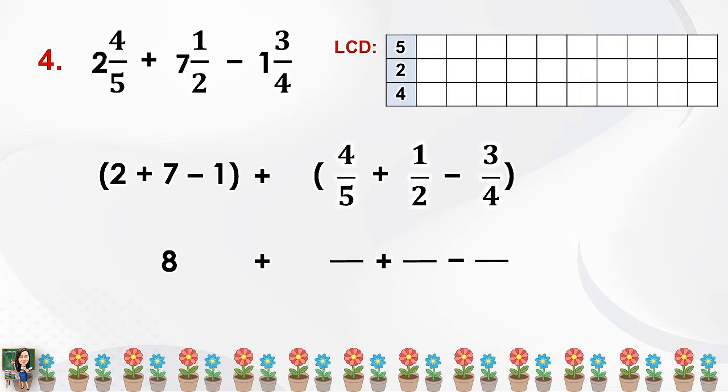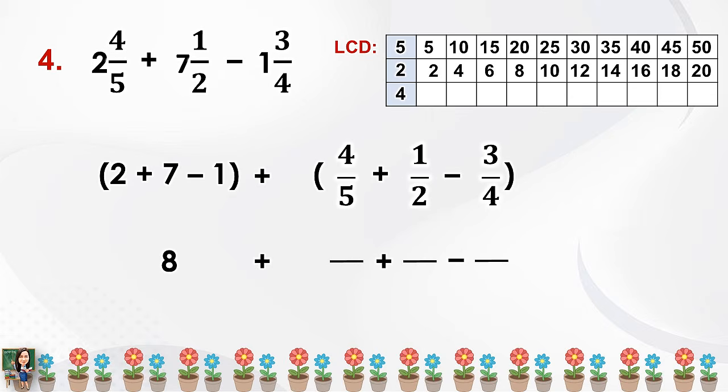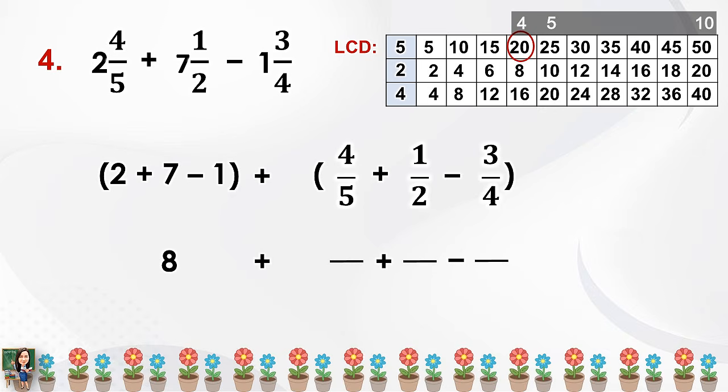The multiples of 5 are 5, 10, 15, 20, 25, 30, 35, 40, 45, 50. The multiples of 2 are 2, 4, 6, 8, 10, 12, 14, 16, 18, 20. The multiples of 4 are 4, 8, 12, 16, 20, 24, 28, 32, 36, 40. Did you see the LCD? Yes. The LCD of 5 is 20, which is the fourth multiple of 5. The LCD of 2 is 20, which is the 10th multiple of 2. And the LCD of 4 is 20, which is the 5th multiple of 4.